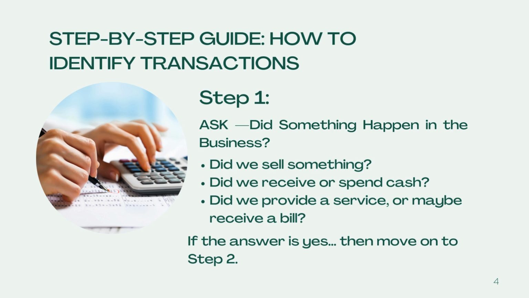Step-by-step guide: how to identify transactions. Step 1. Ask, did something happen in the business? Start by paying close attention to daily activities. Ask yourself, did we sell something? Did we receive or spend cash? Did we provide a service or maybe receive a bill? If the answer is yes, then move on to Step 2.